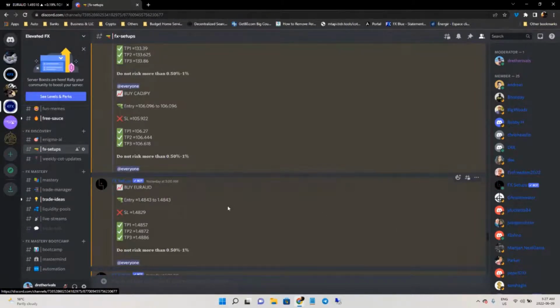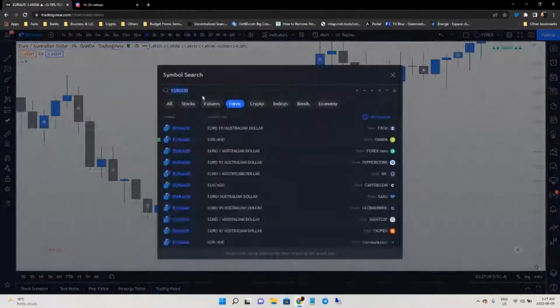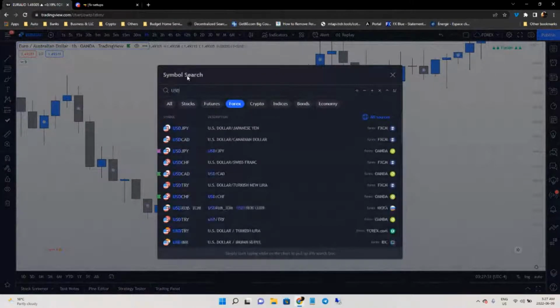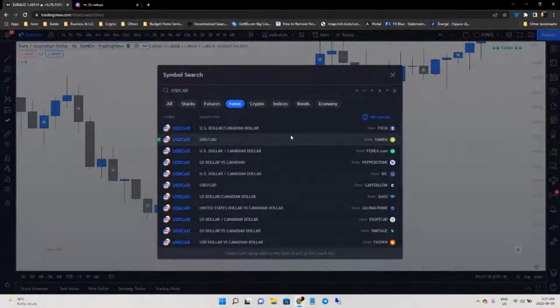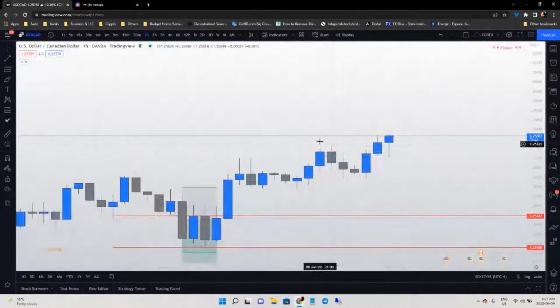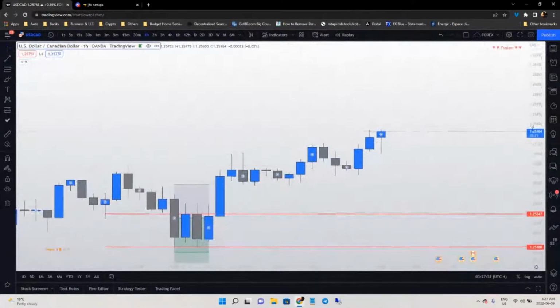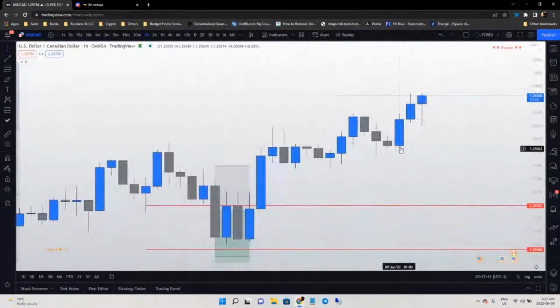Okay, so we said, can you mark up USD CAD? Okay, let's look at that. USD CAD. Okay. So when you say markup, what do you want to see exactly? You want to know why we would take the trade or not, or the actual structure of the market overall?